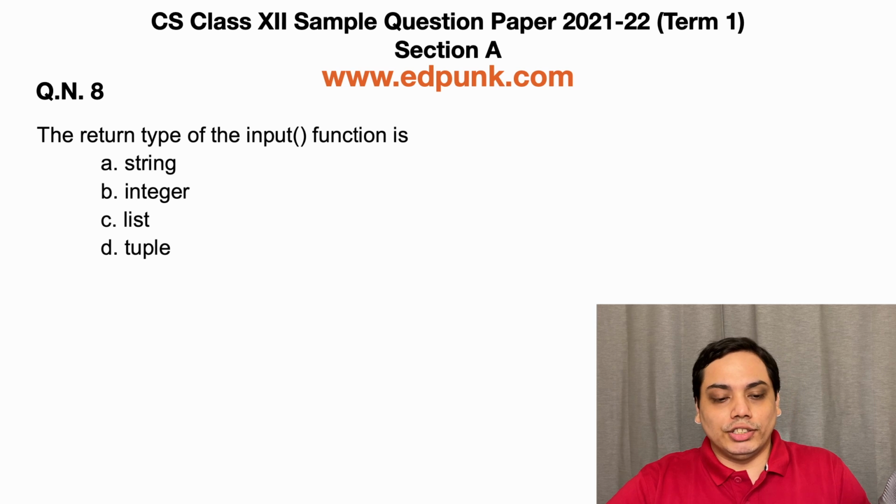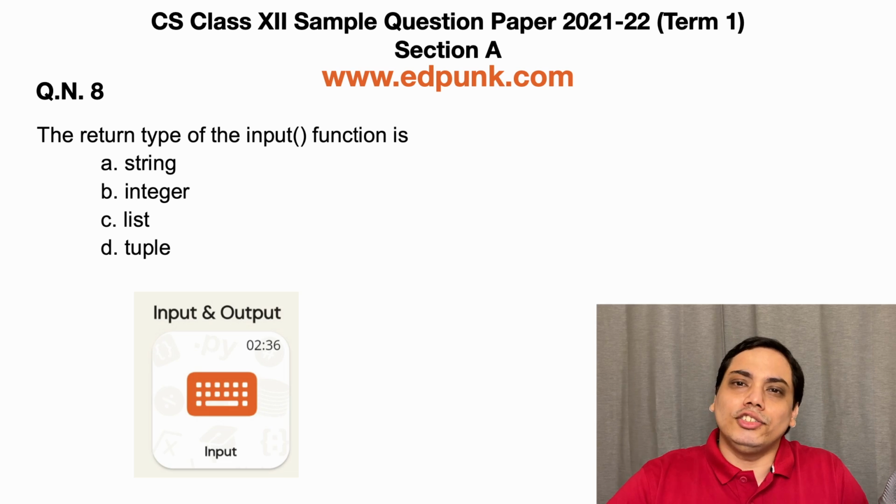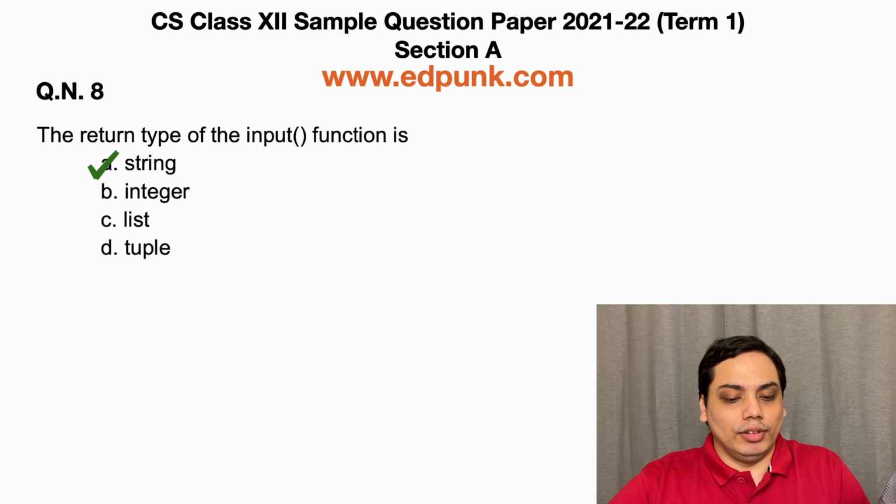Moving on to the next question, which is the return type of input function is A, string, B, integer, C, list, or D, tuple. So this is a straightforward question, and if you have gone through the input video, you know that the input function always returns a string. So option A is the correct answer, which is string.